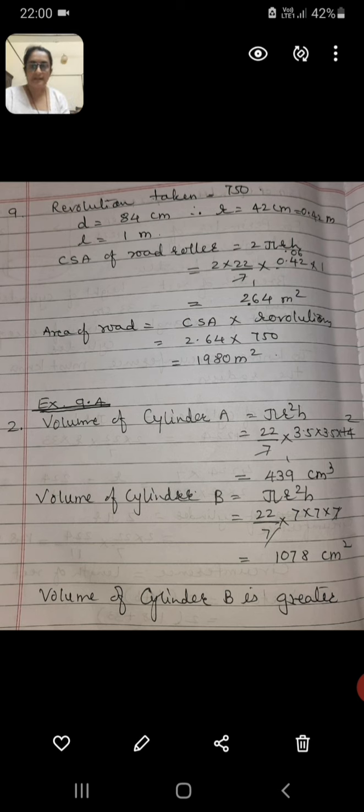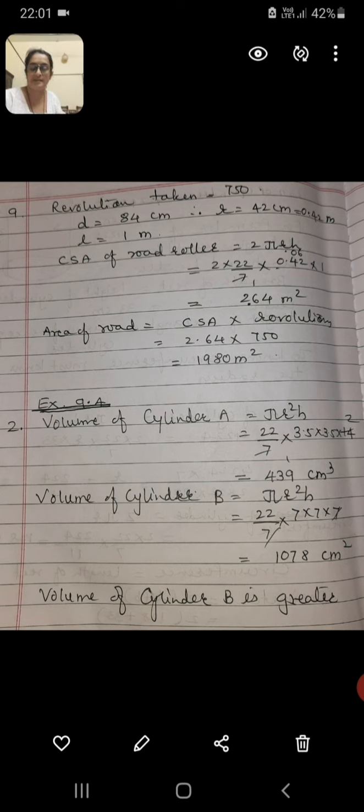There are two cylinders. The diameter of cylinder A is 7 centimeter and height is 14 centimeter, and the diameter of cylinder B is 14 centimeter and height is 7 centimeter. Without doing any calculation, you have to find out which has a greater volume, and you have to find out the surface area also. The volume of a cylinder, we are going to use the formula pi r square h.